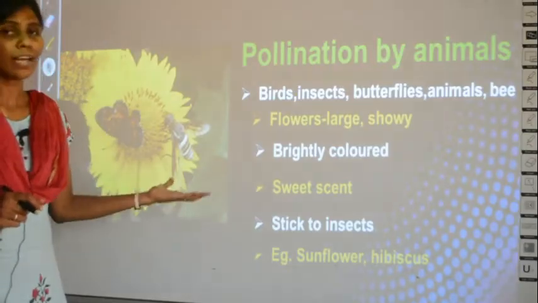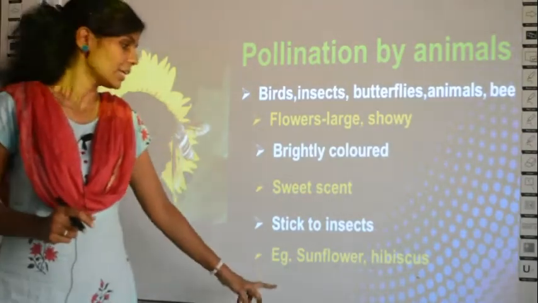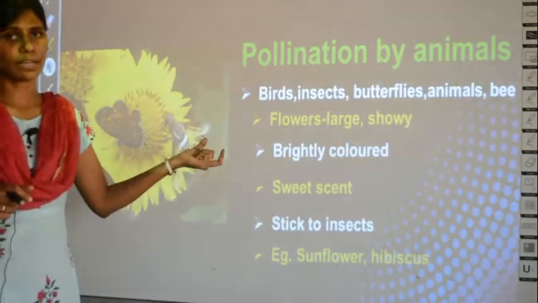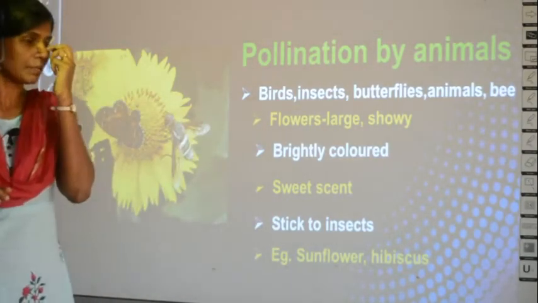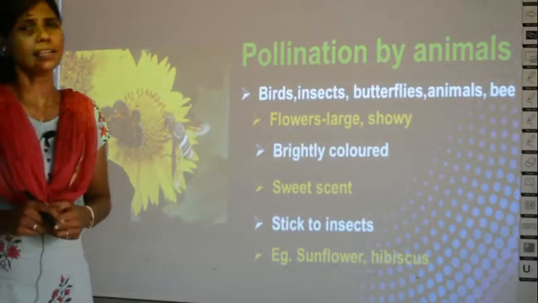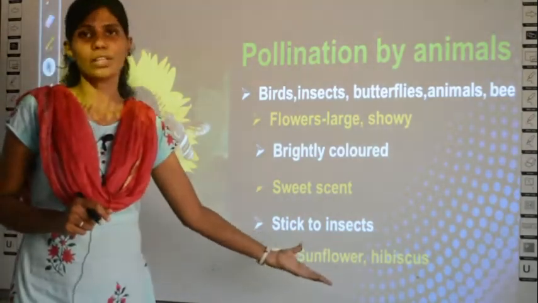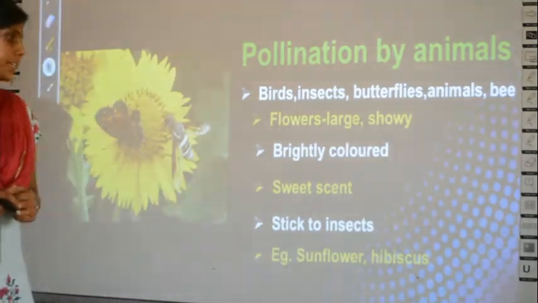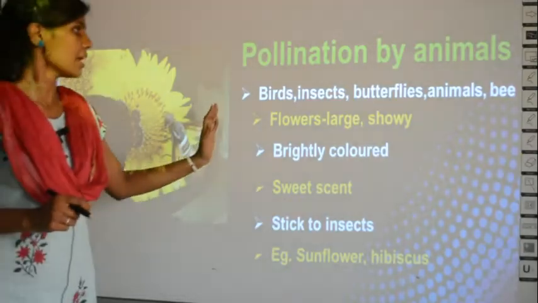Okay. So where this happens, two examples are given. In sunflower, which is brightly colored, just dark yellow in color, and also hibiscus, which is usually dark red in color, right. So in these flowers animal pollination is very common. So, that is about pollination by animals.